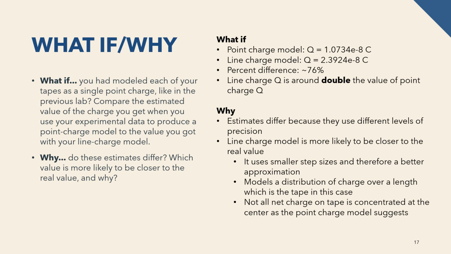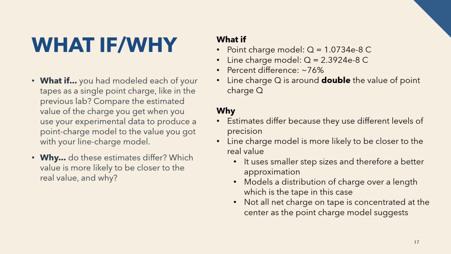What if? From Lab 1, where we modeled the tapes as a single point charge, we got a Q value of 1.07 times 10 to the negative 8 coulombs, whereas from Lab 2, where we used a line charge model, we got a Q value of 2.39 times 10 to the negative 8 coulombs. Comparing the two values, we see the line charge Q is around double the value of the point charge Q, and there's a percent difference around 76%.